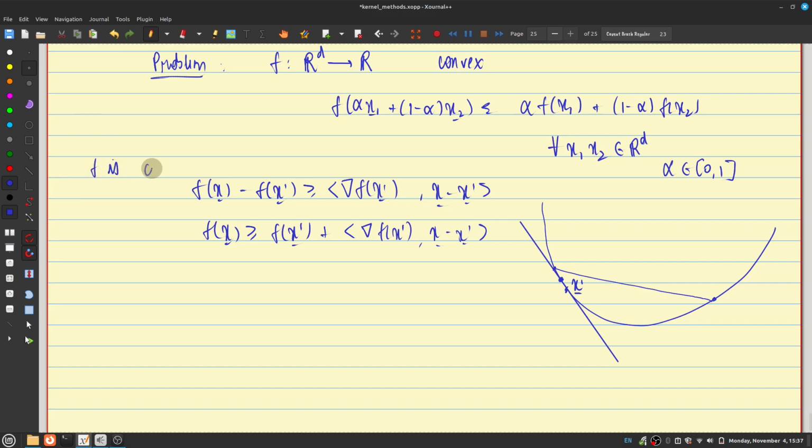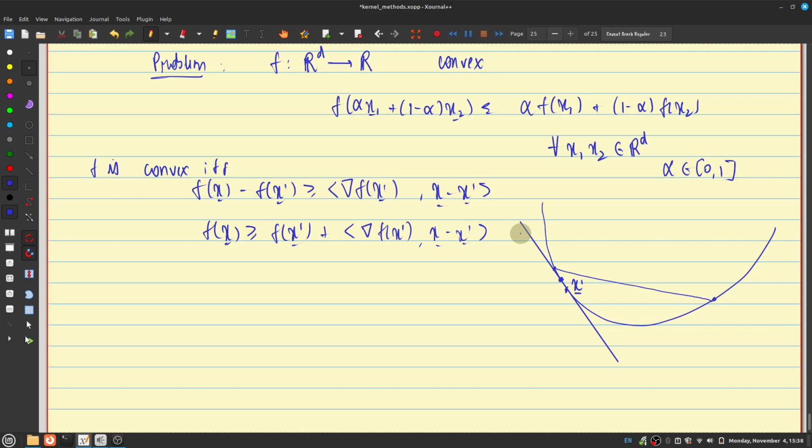So f is convex if and only if this happens for all x prime. It's basically this vector transposed with this vector. But this is assuming that the function is differentiable. What if it is not differentiable? If the function is not differentiable, does it mean you can't construct a tangent? No, you can't really do that.